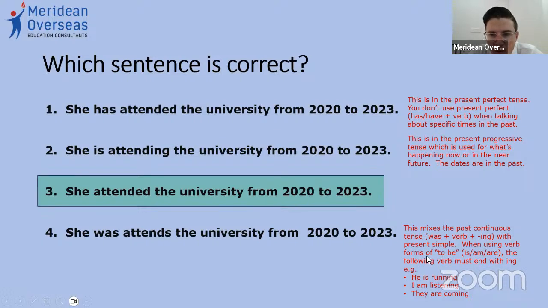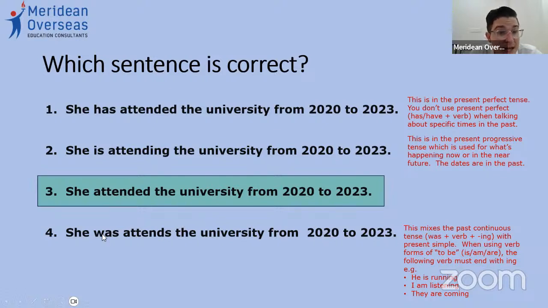So when using the verb forms of to be, which is things like is, am, or are, then the following verb must end in ing, okay? So you might have said she was attending the university from 2020 to 2023. That would have been fine. But you never would say she attends.